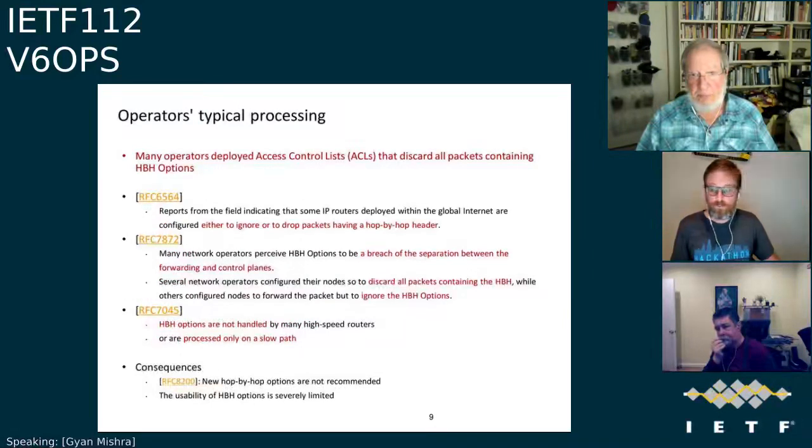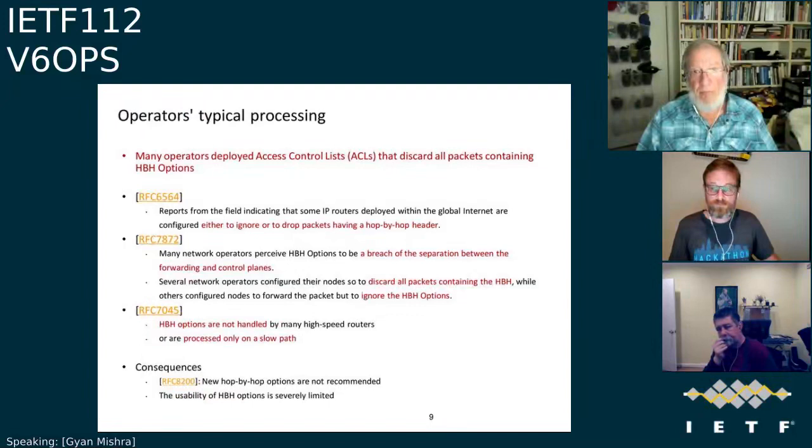Operators' typical processing: many operators deploy ACLs that discard all packets containing HBH options. This draft is honing in on HBH and trying to change that mindset for operators not to do that, since with the development of modern routers, HBH options can be viable, and there are newer architectures with that separation of control plane and forwarding plane.